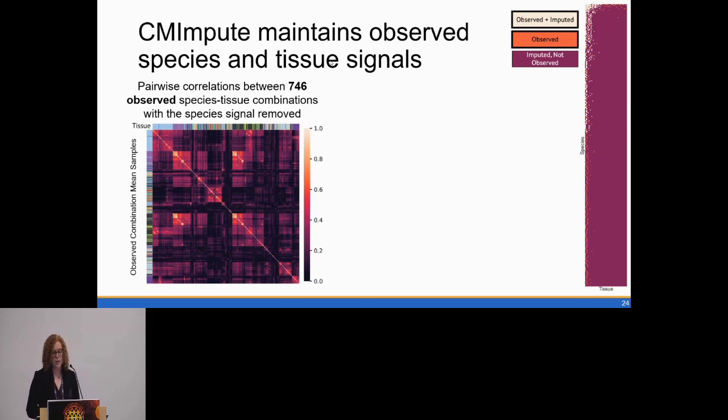To demonstrate that these differentially methylated regions are associated with tissue type, we visualize the pairwise correlations between combination mean samples with the species signal removed. We see that in the observed data with the species signal removed, samples of similar tissue types are highly correlated, with samples of the same tissue type being even more highly correlated.